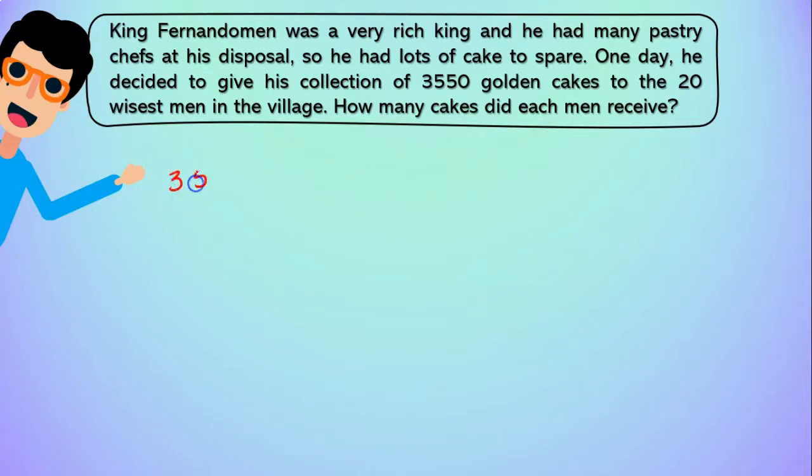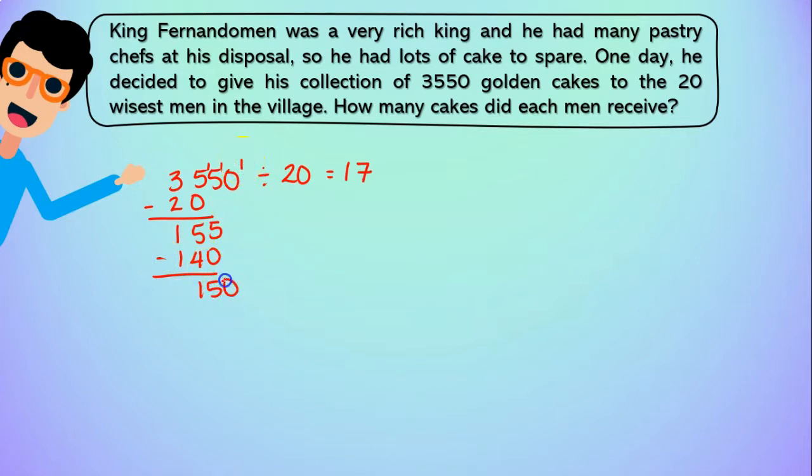First thing we have to do is divide the total amount by the 20 men that are going to receive it. So 35 divided by 20, that's 1. 1 times 20 is 20. You subtract, and that's 15. You take the 5 down to make 155 divided by 20. That's 7. 7 times 20 is 140, which is going to give us a remainder of 15. Then it's 150 divided by 20. It's again 7.